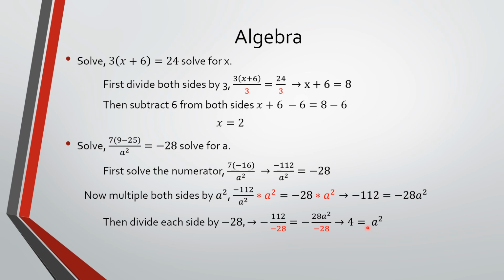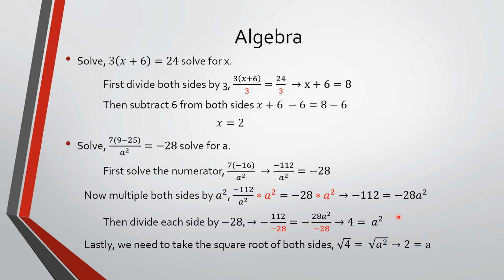So we need to do the opposite operation, and that's taking what's called the square root. So we'll take the square root on both sides. We'll take the square root of the 4, and we'll take the square root here. The square root of 4 is 2, and the square root undoes the exponent. If this was a to the third, we could take the third root, so there would be a little 3 here. If this was to the fourth, we could take the fourth root, but we would also have to take the fourth root of this. But in this case, it's just to the second power, so we only have to take the square root. And it just becomes a equals 2.